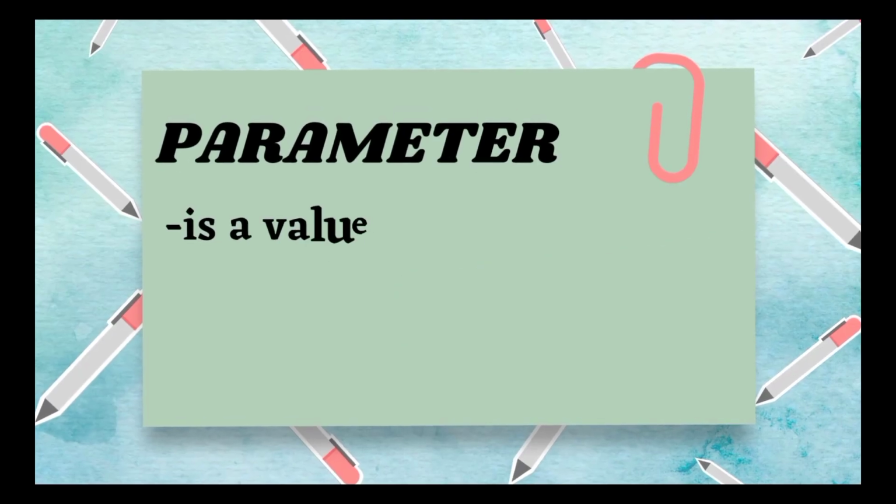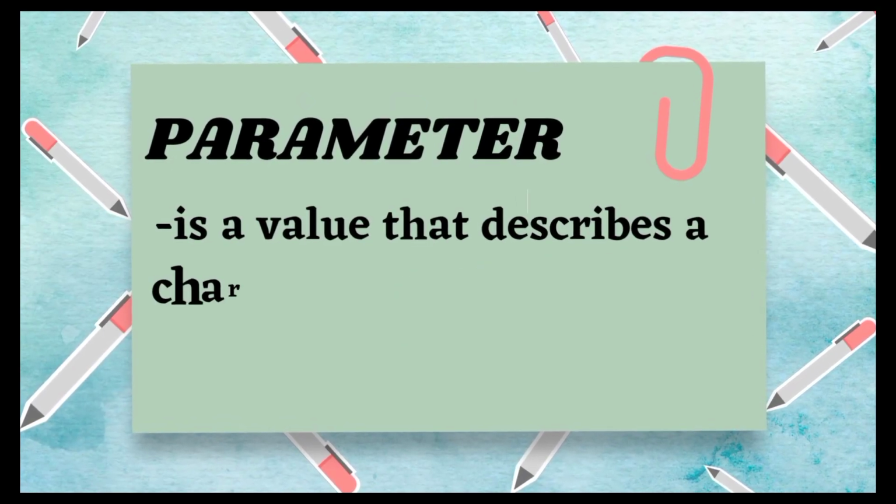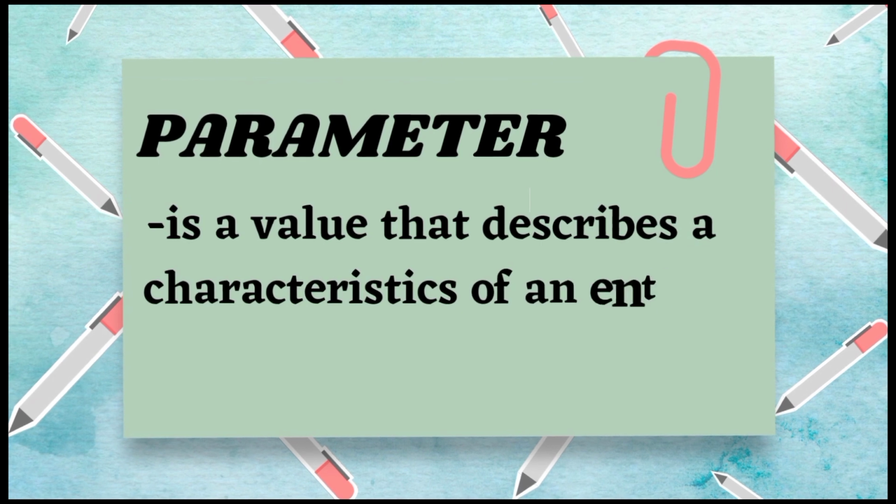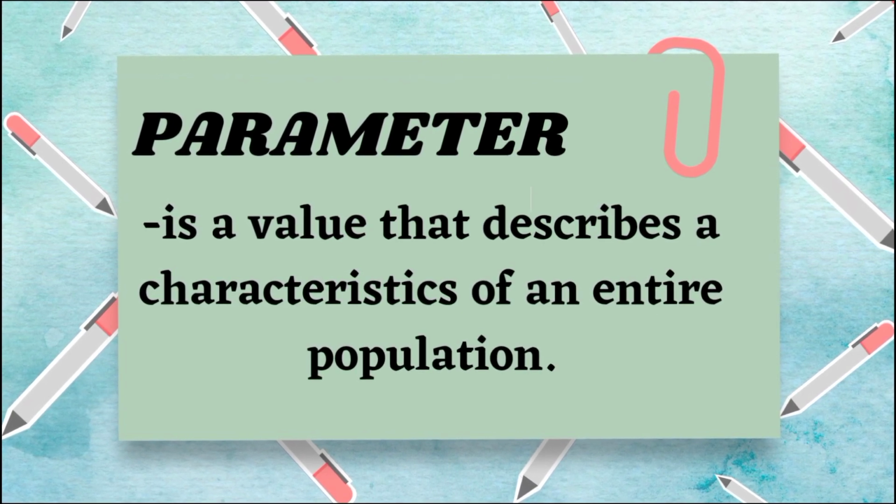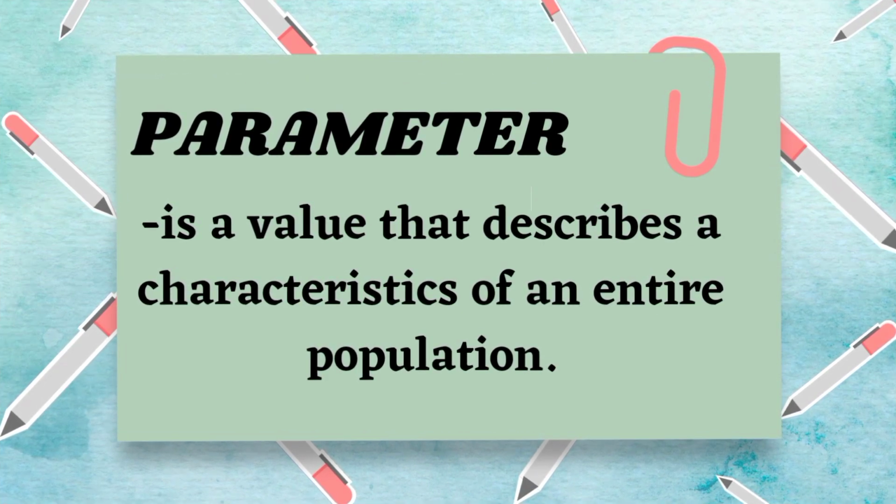Let's define what is parameter. A parameter is a value that describes characteristics of an entire population. Parameter is just describing something or information of a characteristic of a whole population. This means that a parameter tells us something about the population, the whole population. What is the population all about?